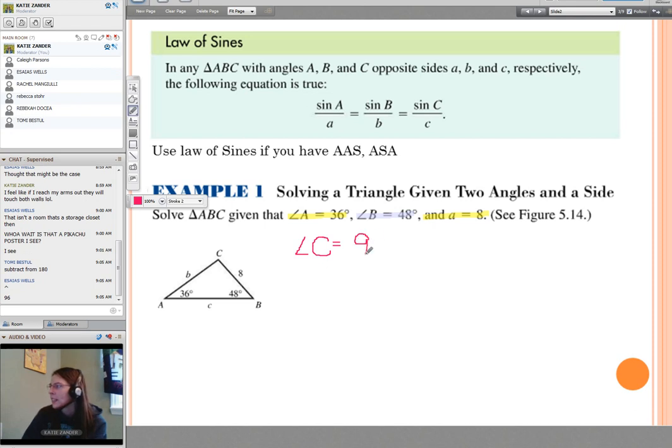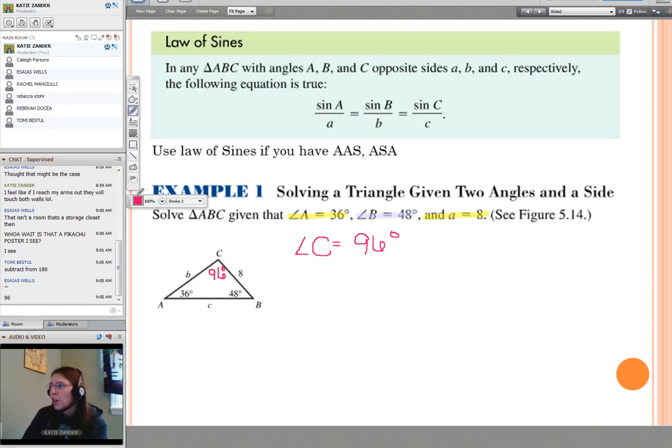$96. All right, that's the first missing piece of information that you need, right? Because we need 6 pieces of information, 3 angles and 3 sides. So that gives you 6 pieces. We've got the 3 angles, so now we're going to work on finding the 3 sides. To find the 3 sides, we have to set up a proportion.